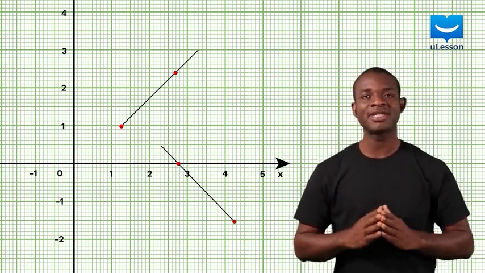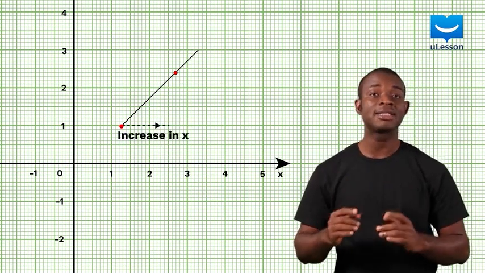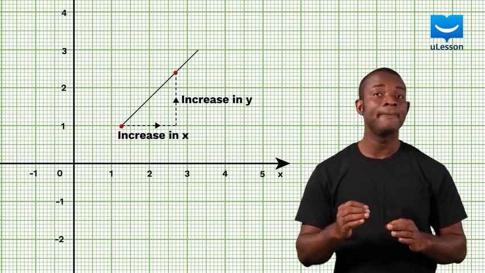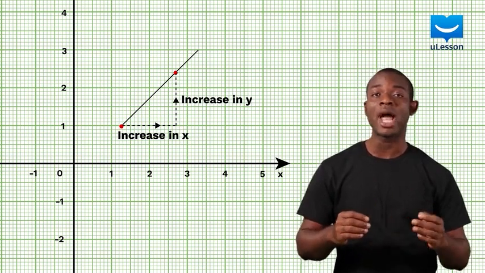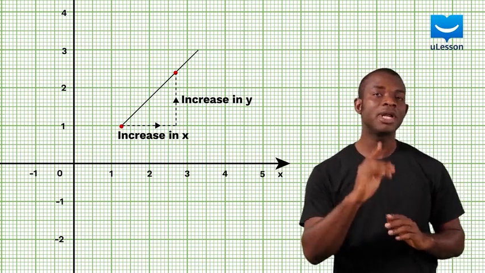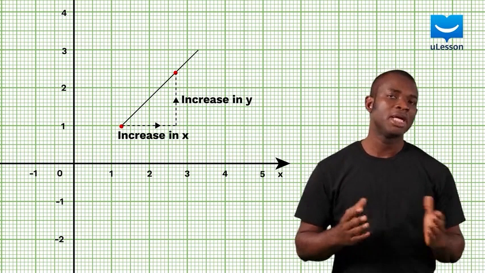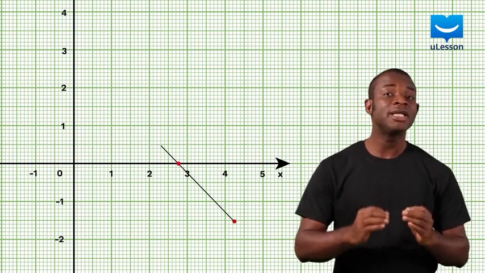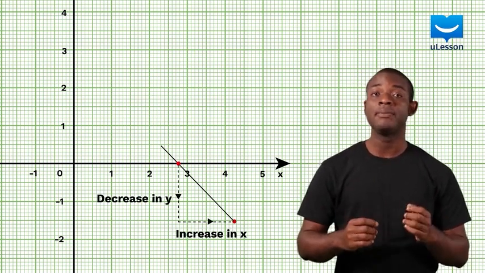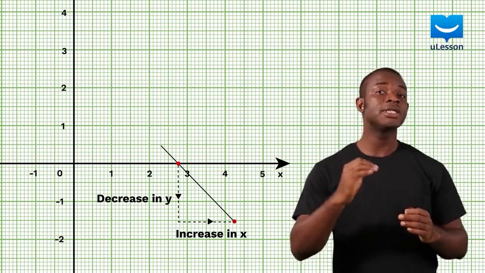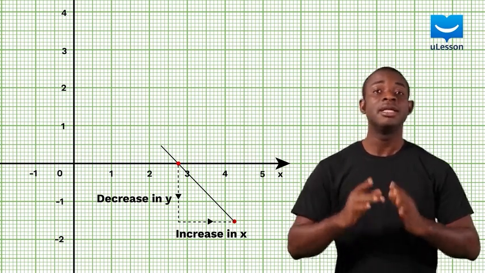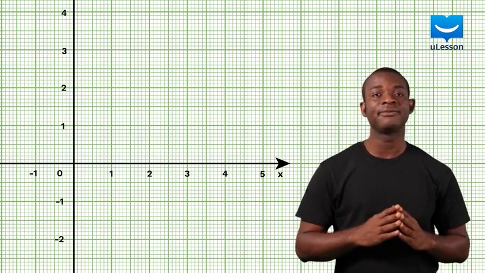So, for this line, an increase in x yields an increase in y. Hence, the gradient m is given by the increase in y over the increase in x. Whenever this happens, the gradient is positive. In some other instances, if an increase in x yields a decrease in y, the gradient m will be equal to decrease in y over increase in x. In this case, the gradient is negative.